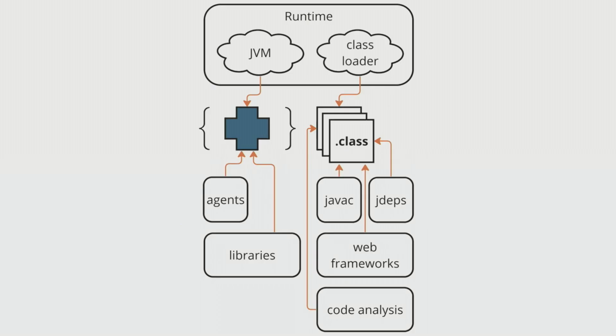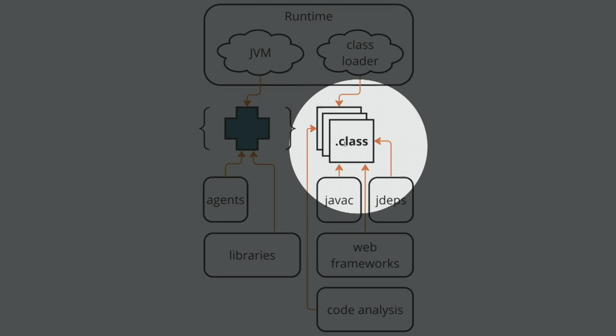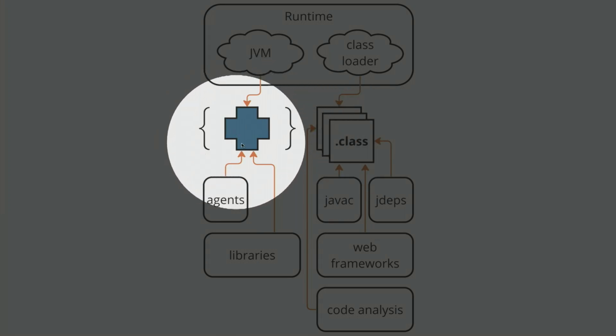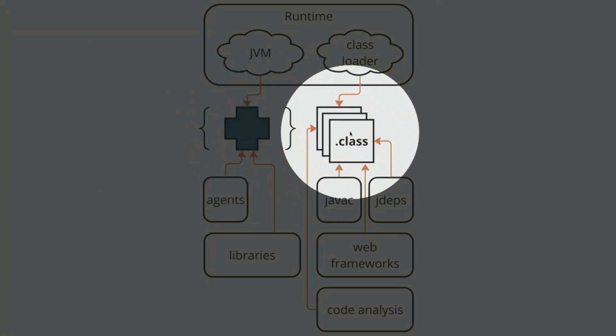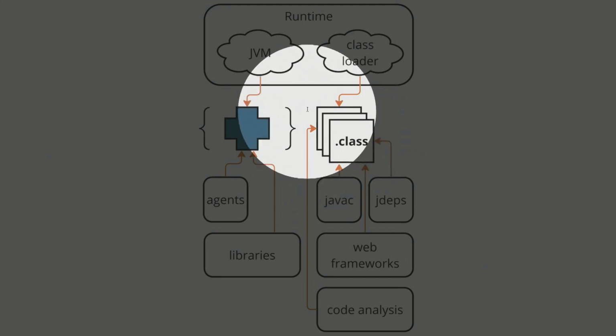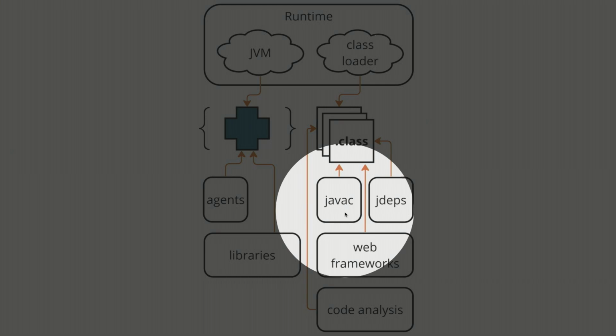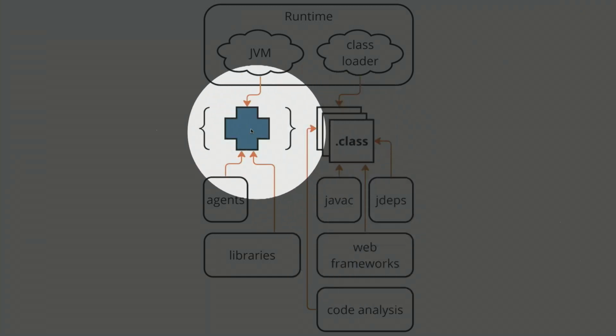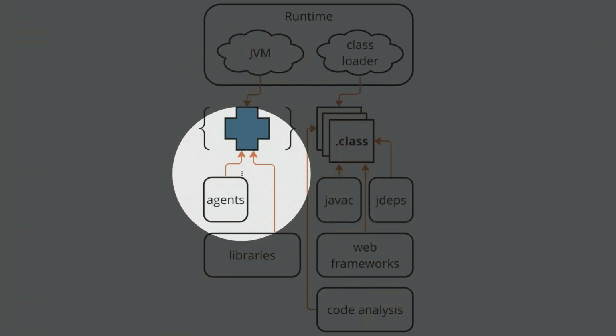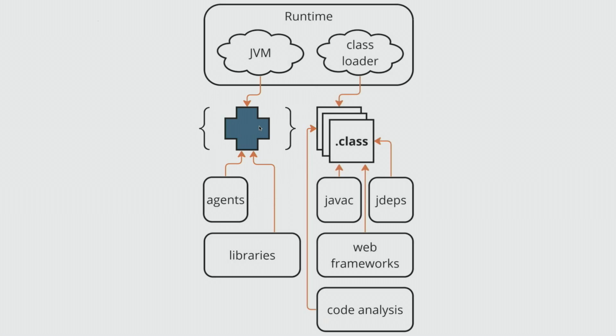So I made a little bit of a graphic here to introduce you to this. This is supposed to be the bytecode, basically. This is the class file. The class loader interacts with the class files, and then javac and JDeps all work on class files too. And this is a runtime representation of the bytecode, which is where agents and libraries can come in and interact with it. So there's a lot more going on than this simple example.